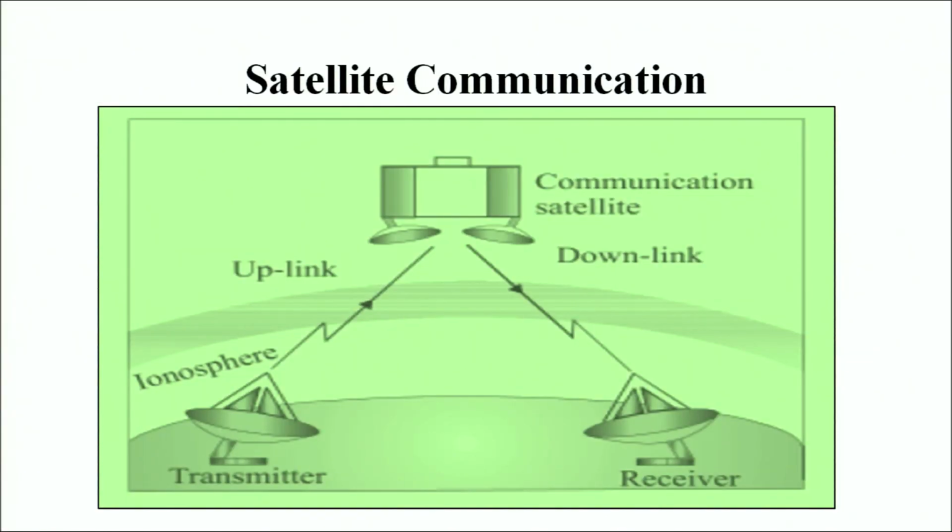As shown in the figure, there is this uplinking process where the transmitter sends the signal to the communication satellite. The satellite then changes its frequency slightly and sends it down, and that process is known as downlinking. So with this uplinking and downlinking process, satellite communication takes place. Once we have this process, the whole network is received from one end of the earth to the other end of the earth.